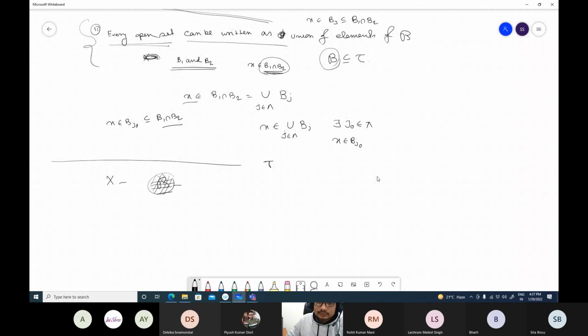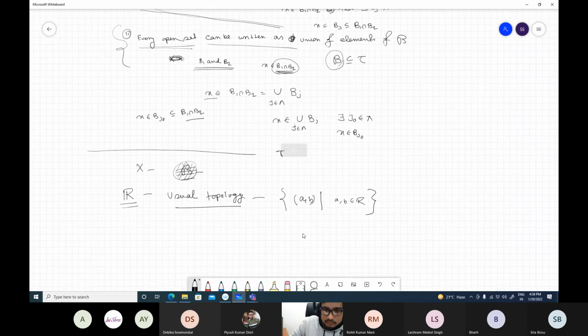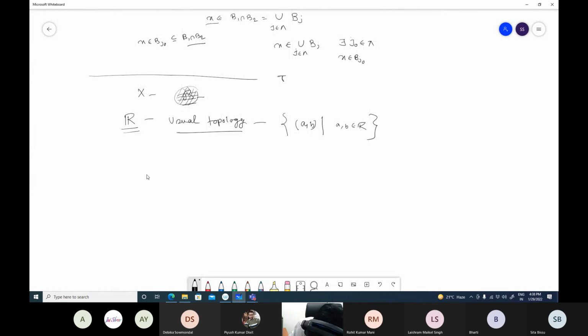Now look, consider R, okay. The usual topology on R. What is the basis of the usual topology on R? This kind of forms: a comma b belongs to R. Now take this kind of sets. Now take another set, say this one as this kind of set.